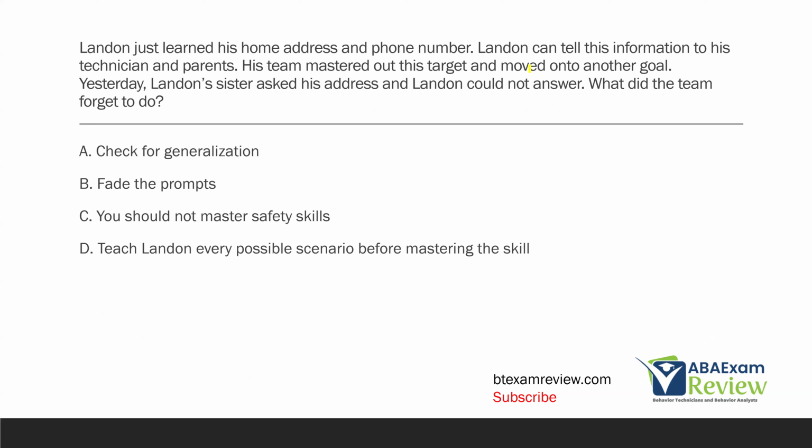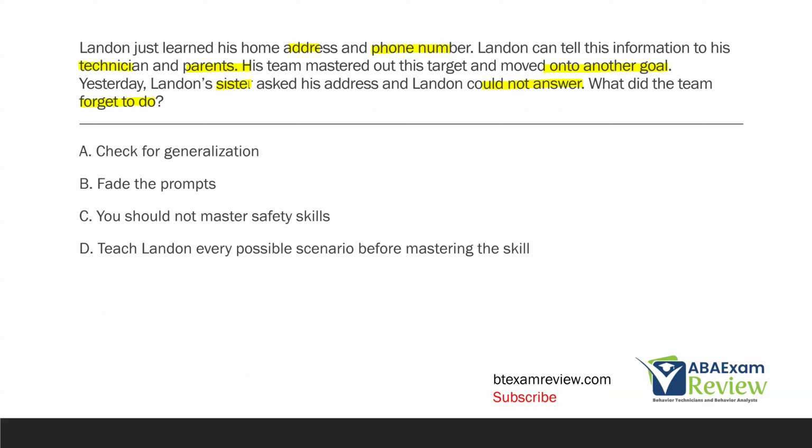Now, we're evaluating a situation where we've mastered a target, but the team forgot to do something prior to the mastering of that target. In this case, Landon was learning addresses and phone numbers so he can tell it to other people who might need that information to help Landon. His team mastered the target and moved on to another goal. Unfortunately, when Landon's sister asked Landon his address, he couldn't answer. So Landon can tell his address to technician and parents, but not his sister. Meaning, Landon might struggle telling his address to people he hasn't talked to before, or who he doesn't know, or who's never asked him that question before.